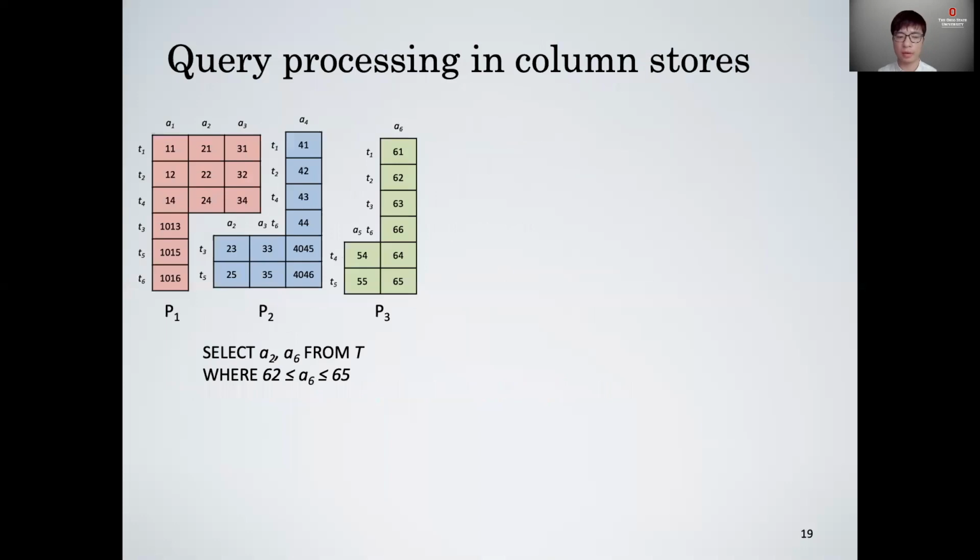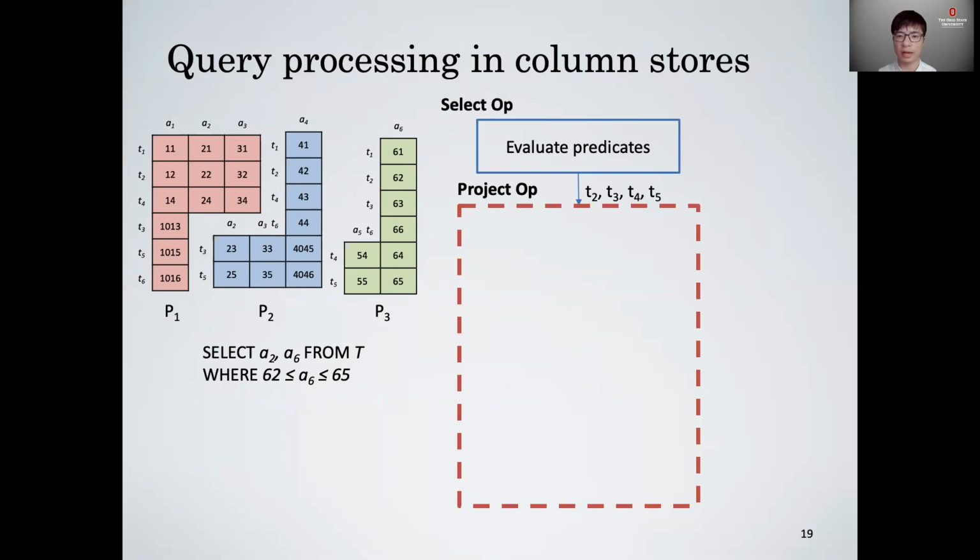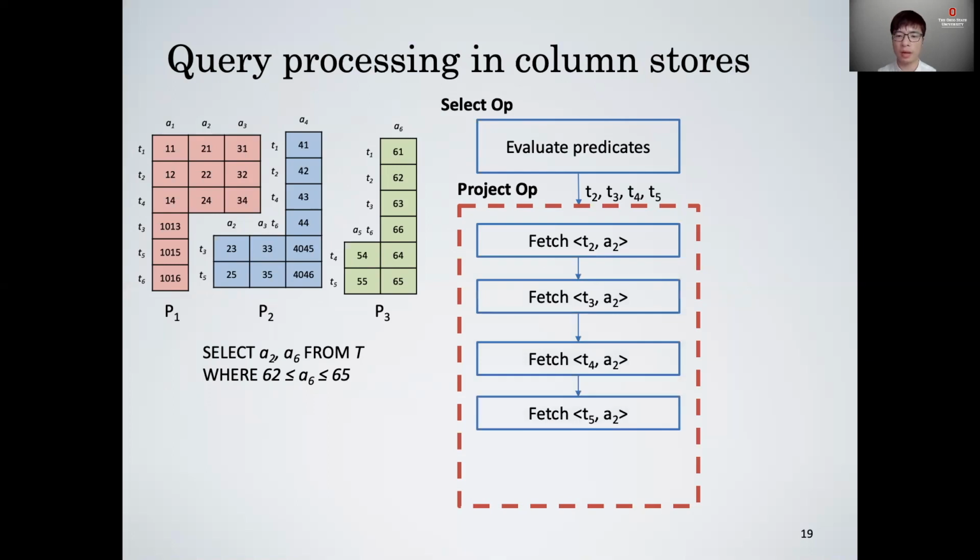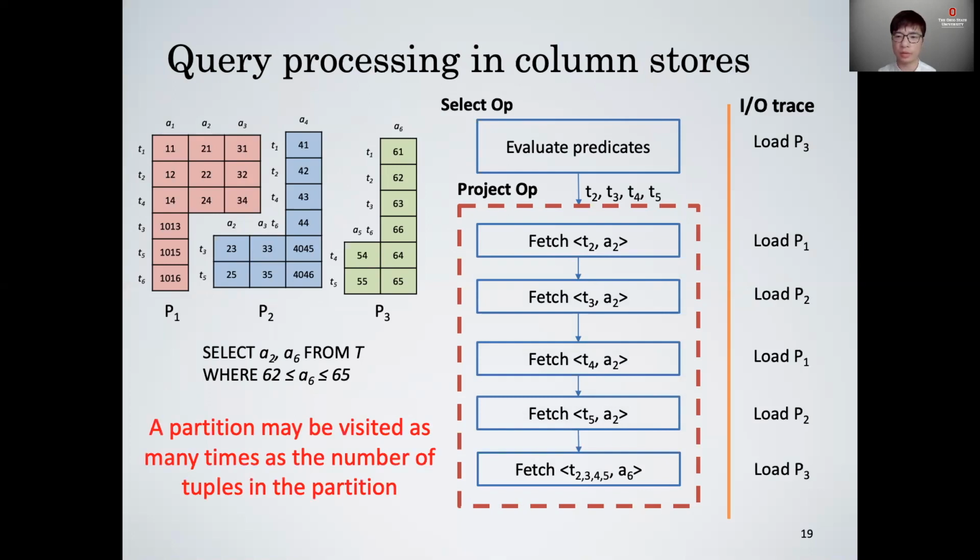Here is one example. Assume we want to evaluate this query on the 3 irregular partitions in the column store using the operator-at-a-time method. So we start with the select operator to filter tuples and find the tuples T2, T3, T4, and T5 passing the predicate. We then read the attributes A2 and A6 of the 4 tuples and reconstruct them. So we read the attribute A2 first, tuple by tuple, and then read the attribute A6 of the 4 tuples. Here is the I/O trace of these operations.